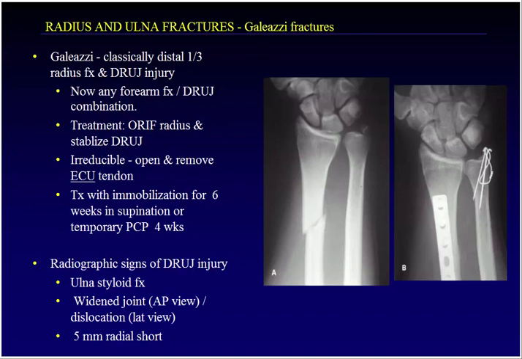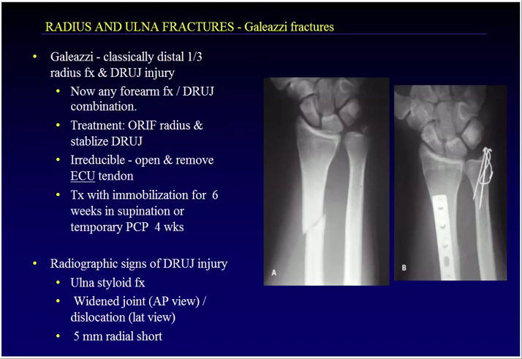and you typically will leave the pin in for about 4 weeks. What are the radiographic signs of DRUJ injury you can look for? Well, you can look for the presence of an ulnar styloid fracture, a large ulnar styloid fracture. On the AP view, you can look for widening of the joint. This is diagrammatically represented here. This is abnormal widening of the DRUJ here.